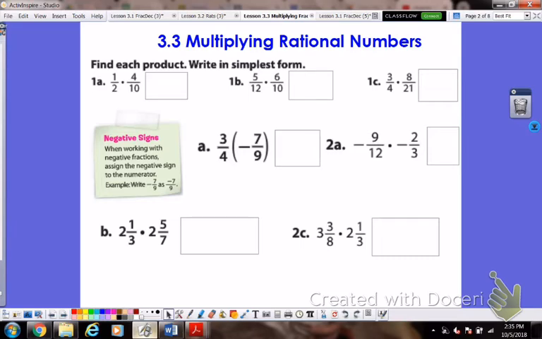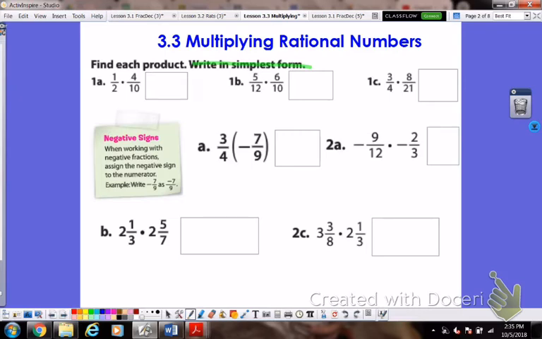So 1a, we want to find the product of 1/2 times 4/10. Now right here in our directions, write in simplest form. That is important. We must always write in simplest form, meaning it cannot be reduced and it is not an improper fraction. So we look at 1/2 times 4/10. There's two ways we can think about doing this. So we will do our first example one way, our second example, we're going to reduce at the very beginning instead of at the end.